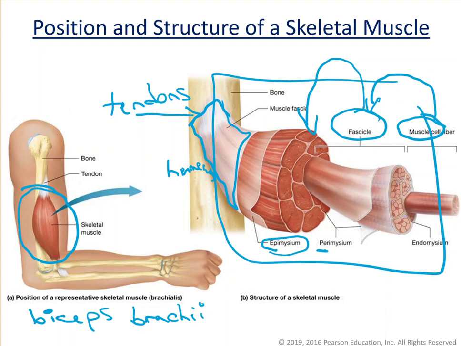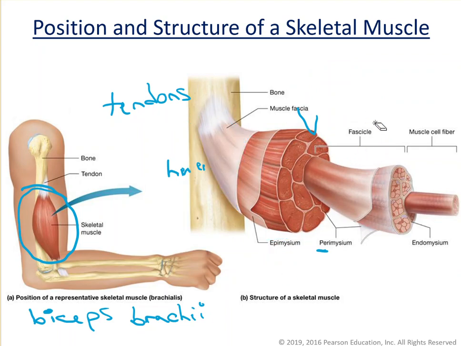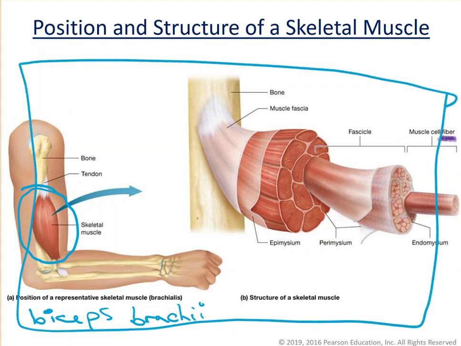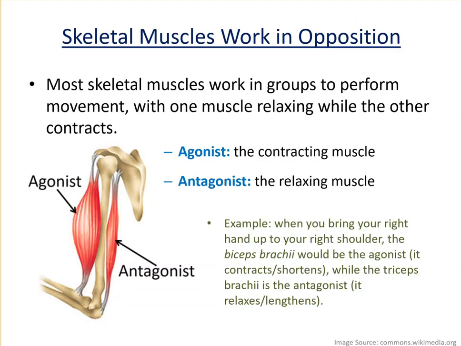Epimysium covers the entire muscle. Perimysium covers the entire fascicle. And then endomysium covers each individual muscle cell. Muscle cells are also called muscle fibers. So you're going to find that word also. You can use them interchangeably. So you can either choose to use the word muscle cell or you can use the word muscle fiber when talking about muscles. Okay, please know this one completely. You can expect to be quizzed on this in your lab portion of your exam.